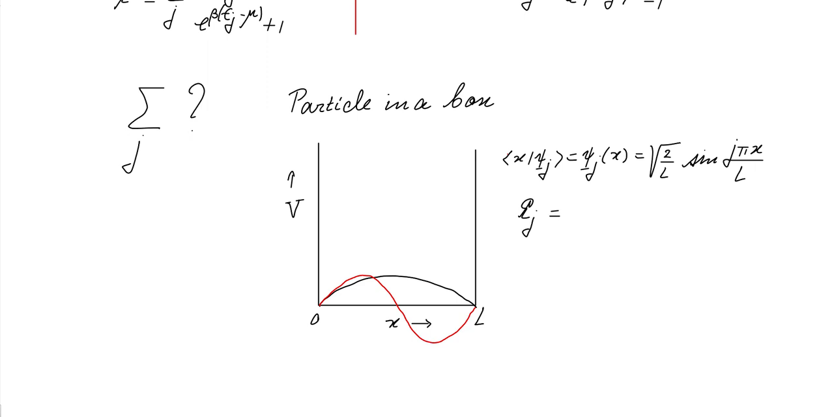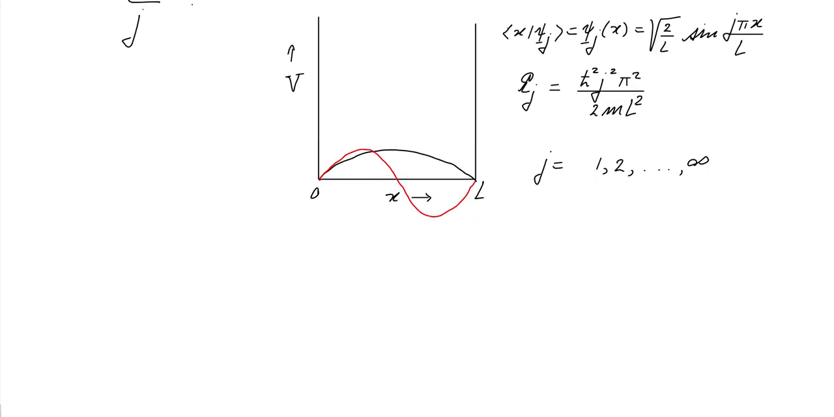All these states have an eigenvalue, that's an energy eigenvalue, hence E_j, and the E_j in this case is h bar squared, j squared, pi squared, divided by 2 m L squared. And you can verify this by taking such a solution and plugging it into the one-dimensional Schrödinger equation for a particle in a box. It's a standard example which is covered in any quantum mechanics course in the very beginning.